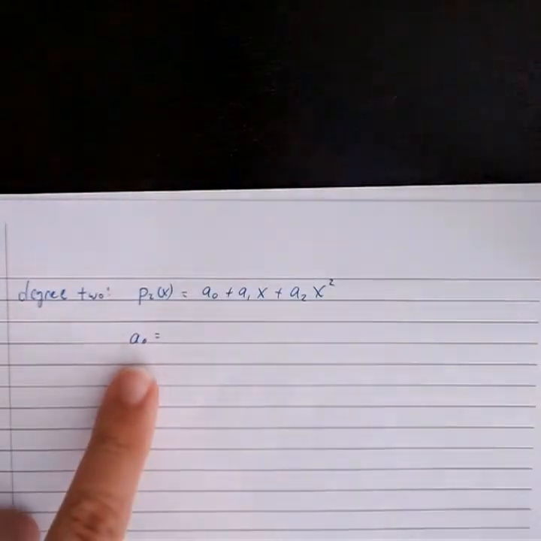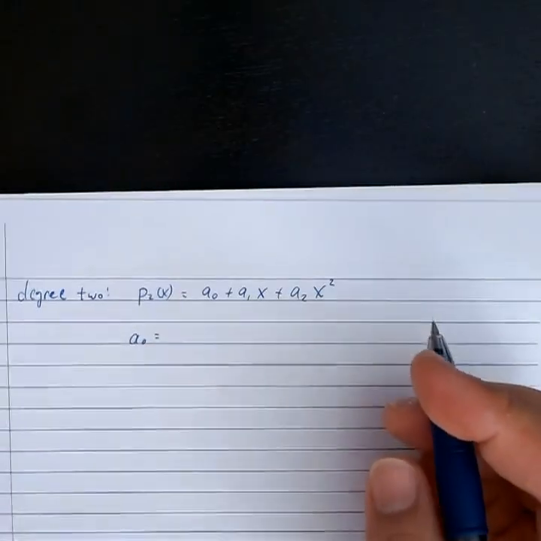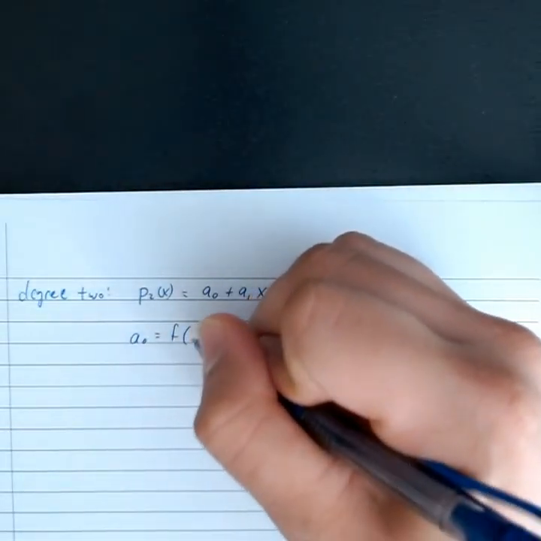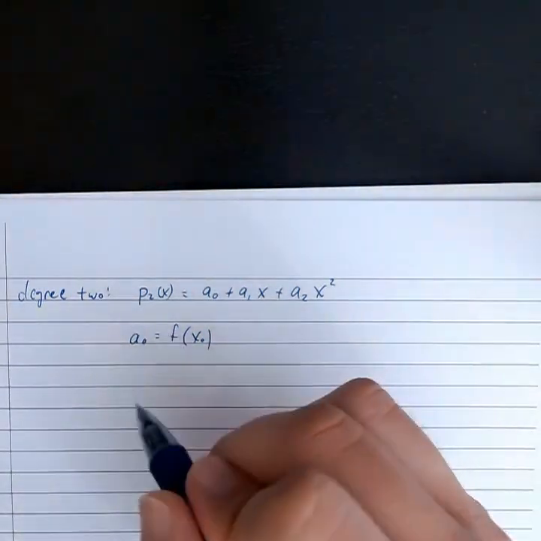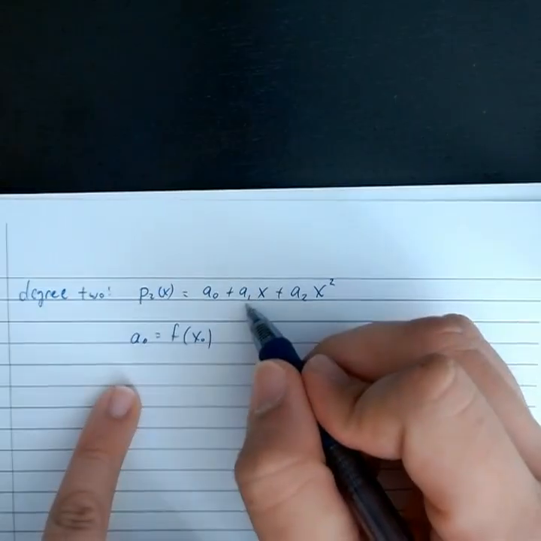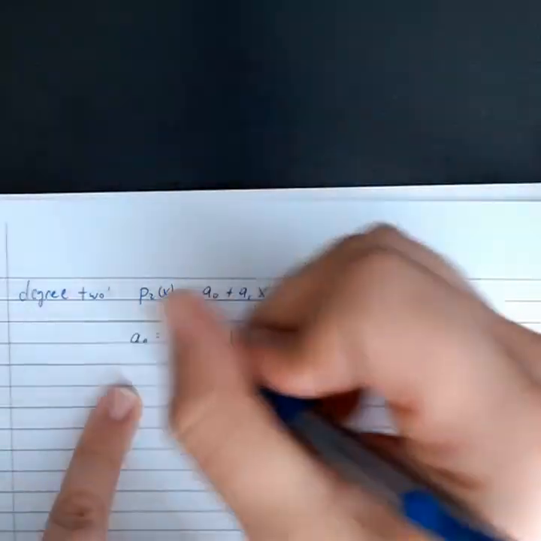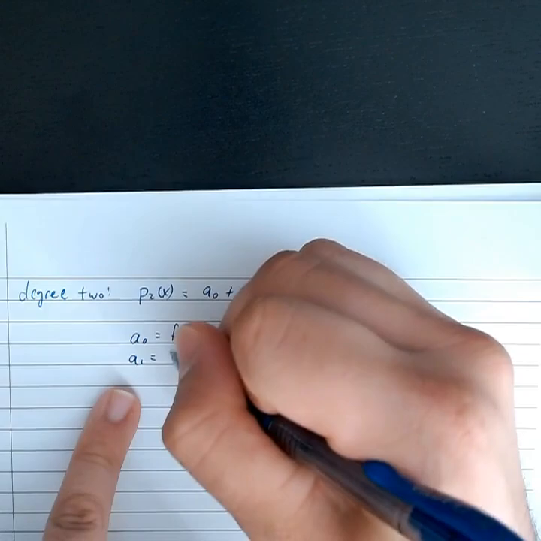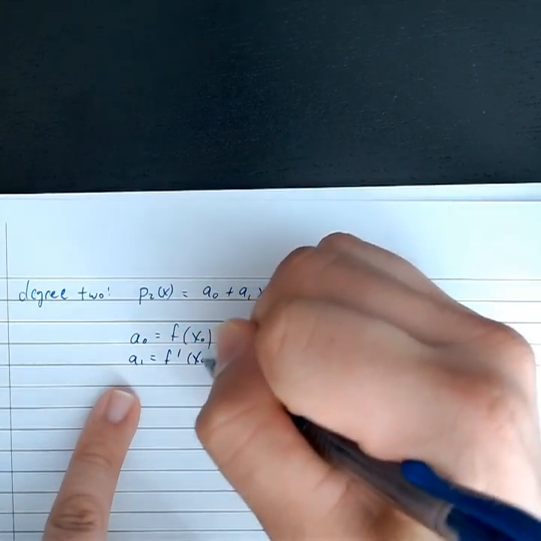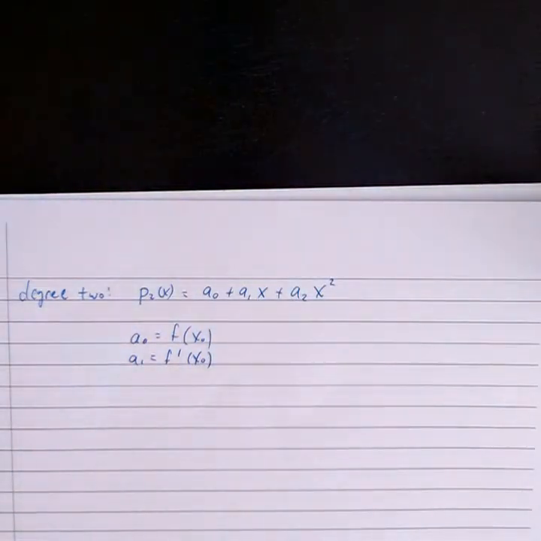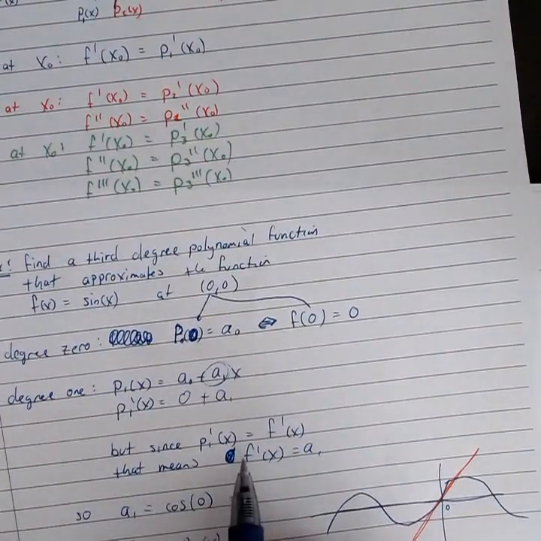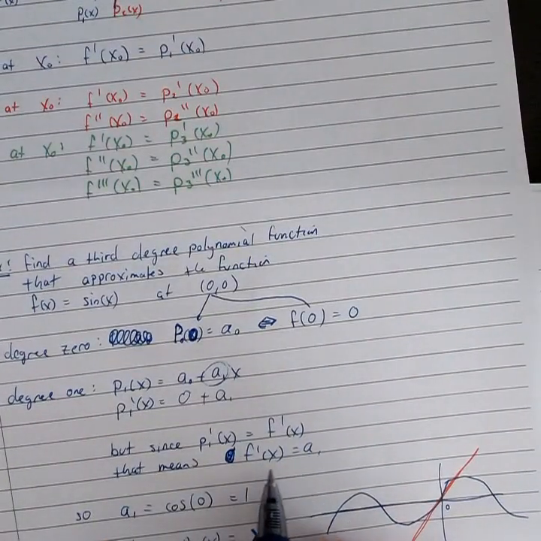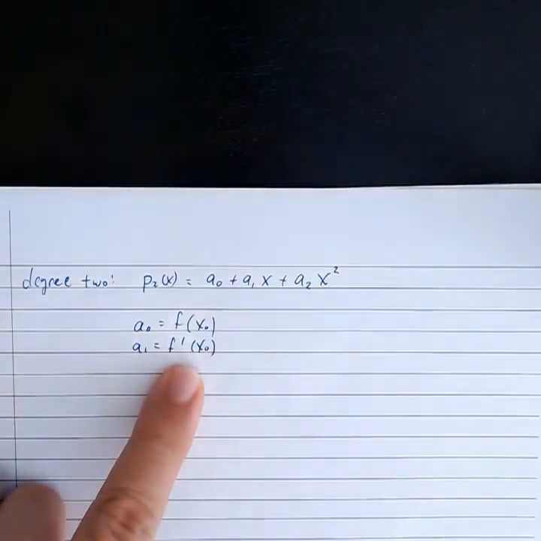So here, this a sub 0 should be nice and simple. It should just be what I get when I take the original function and plug in that initial point. In our problem, I'm plugging in 0. Okay, well now, we just saw a sub 1 is supposed to equal f prime of x sub 0. And that was the result that we got from the previous one. Right? So a sub 1 is equal to f prime.